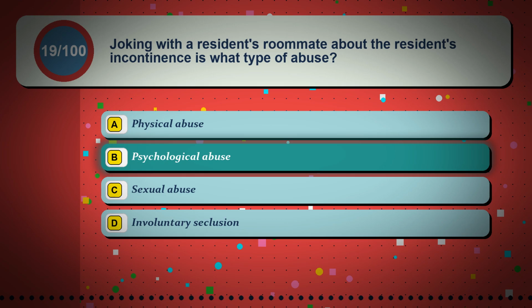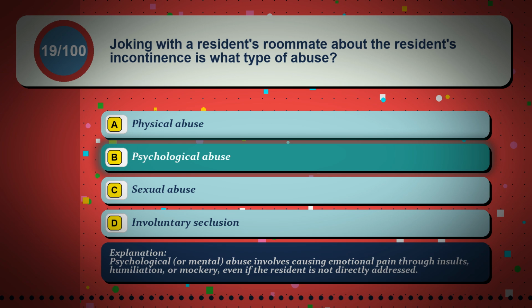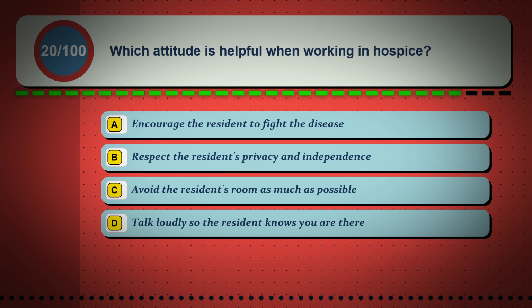The correct answer is option B, psychological abuse. Psychological, or mental, abuse involves causing emotional pain through insults, humiliation, or mockery, even if the resident is not directly addressed. Question 20. Which attitude is helpful when working in hospice?